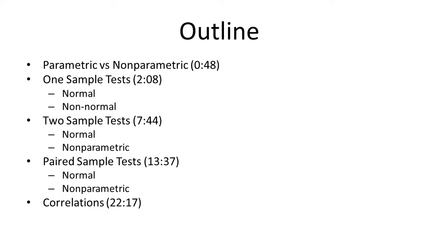Okay, so there's going to be a couple topics that I'm going to cover. First are parametric versus non-parametrics, or a general review of what we covered previously. Then I'm going to go into detail about one sample tests, two sample tests, paired sample tests, and then correlations. And so hopefully by the end of this, you will feel comfortable about choosing what kind of test statistic you need in order to get an accurate sense of what hypotheses you can test with your data.